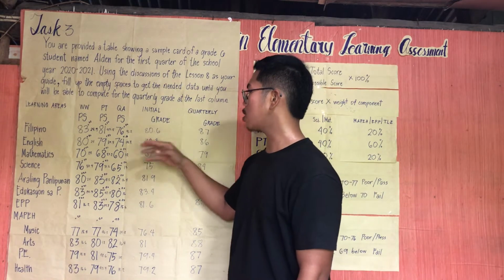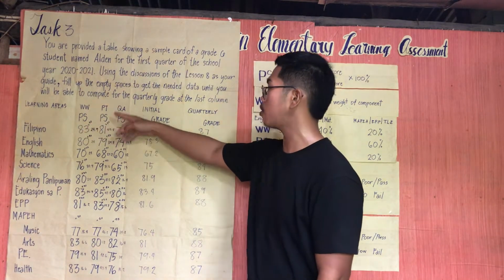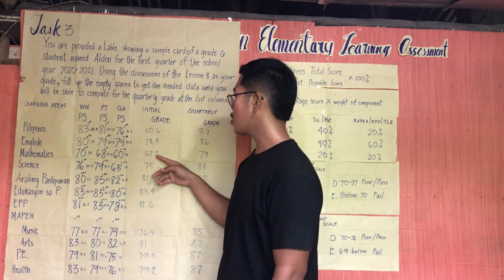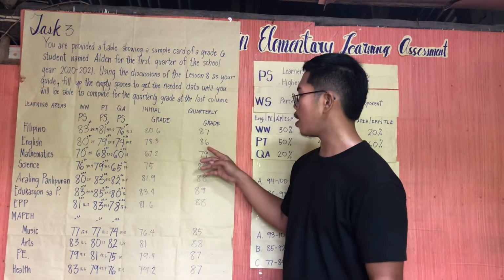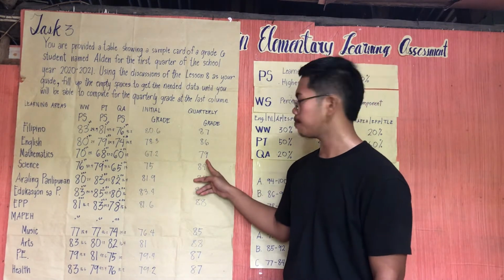We add up all the weighted scores for the written works, performance task, and quarterly assessment. We came up with 67.2, and the transmutation of the grade of the numerical number 67.2 is 79.